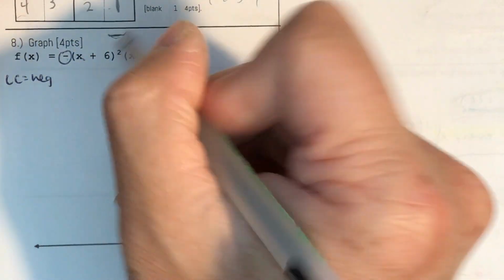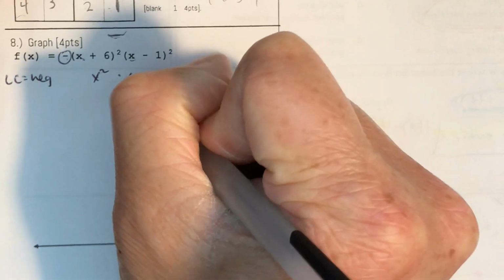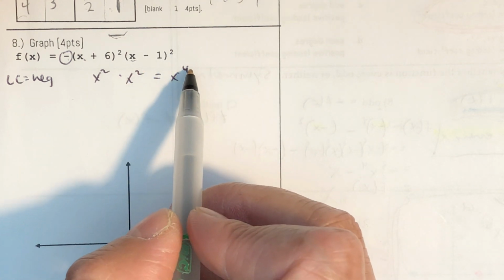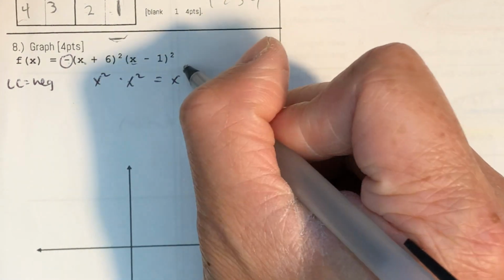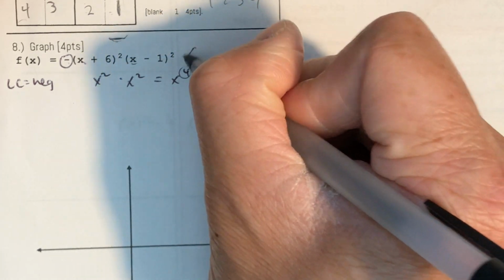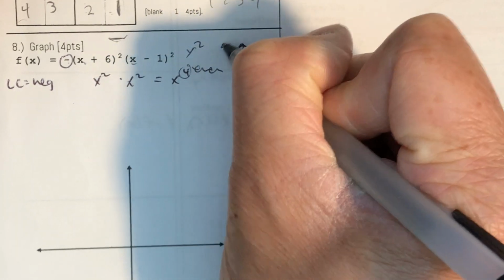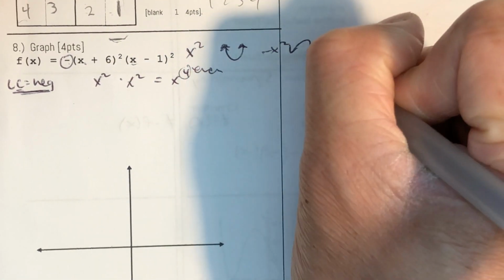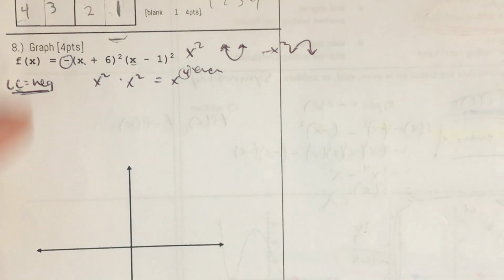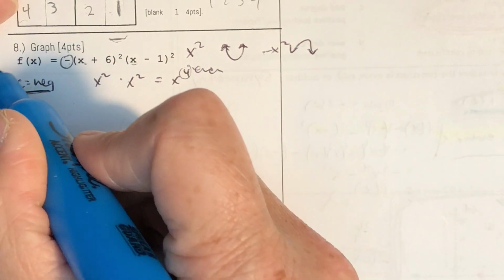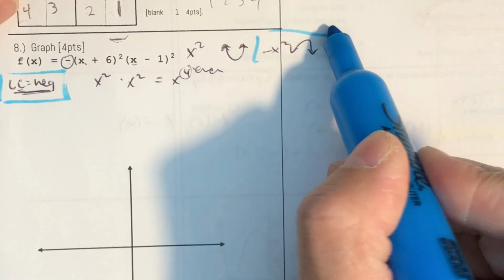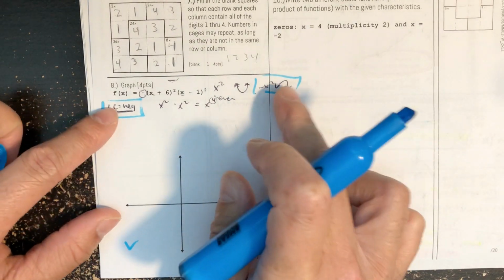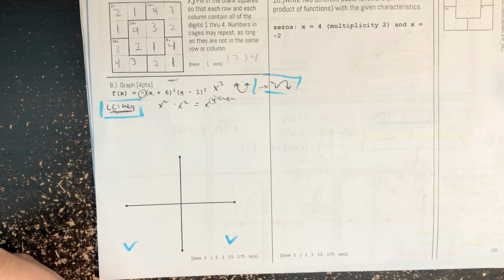Remember, here's the trick. X squared times x squared is a quartic function. Quadratic times a quadratic is a quartic function. The quartic function is an even, and the easiest even we know is x squared, so it should look like this. But the leading coefficient negative makes my graph look like that. So that already tells me, with the leading coefficient and the degree of the polynomial, that my arrows are going to start down and down. Let's zoom out there. Based on this information, I know my graph's going to start down and down.